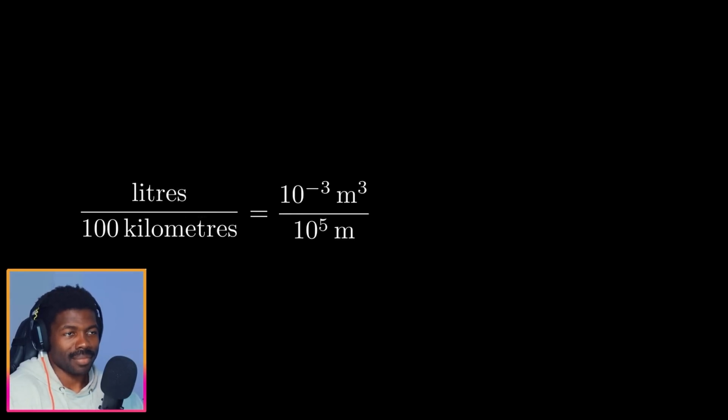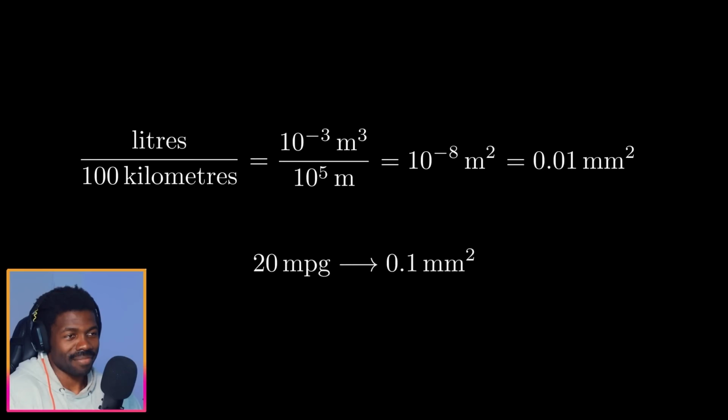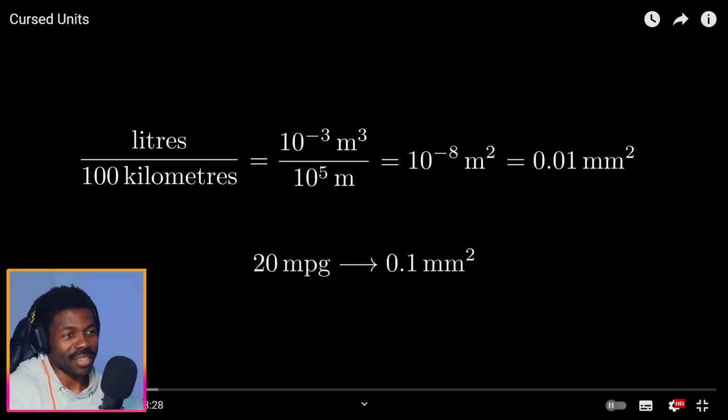But a litre is a unit of volume equal to 1,000 cubic centimeters, and a kilometer is a unit of length equal to 1,000 meters. So cancelling things out, we find that 1 litre per 100 kilometers is actually equal to 0.01 square millimeters. You can do the same thing with gallons per mile, the reciprocal of miles per gallon, and a typical gas mileage of, say, 20 miles per gallon corresponds to about 0.1 square millimeters.